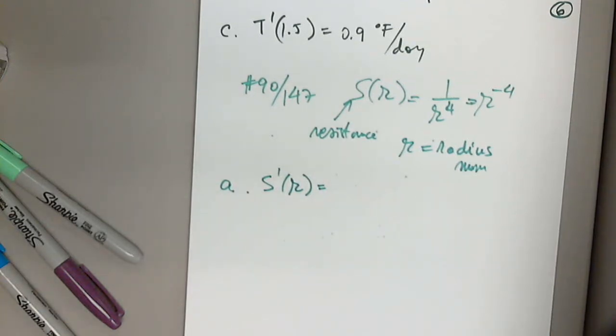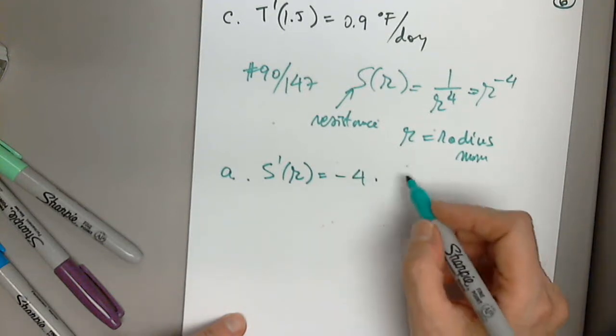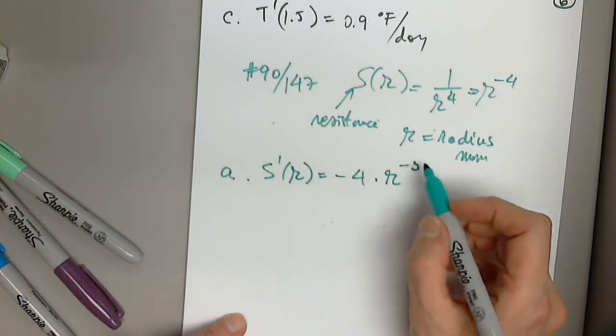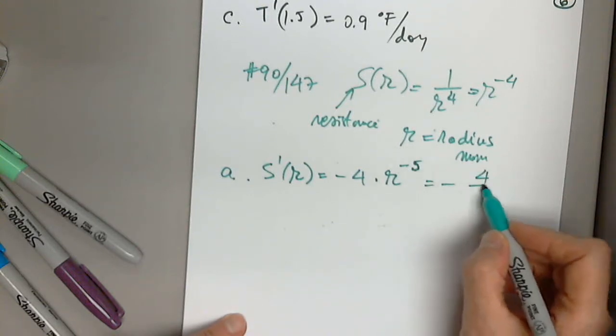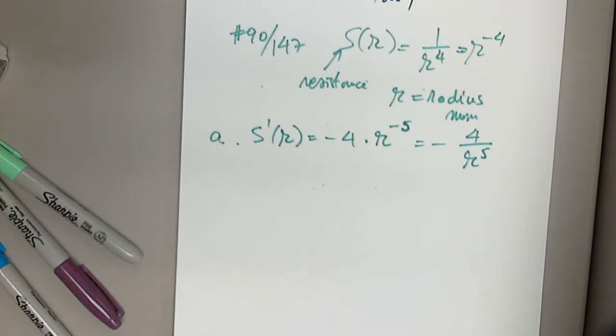How will you write it? What does it equal? It's negative 4 times R to the negative 5, subtract one, yes. So this will be negative 4 over R to the fifth if I need to eliminate the negative power.